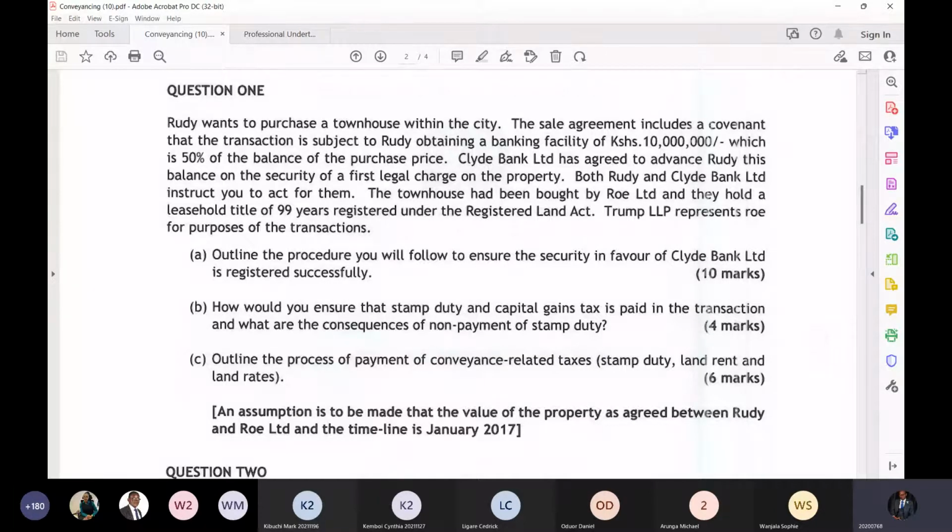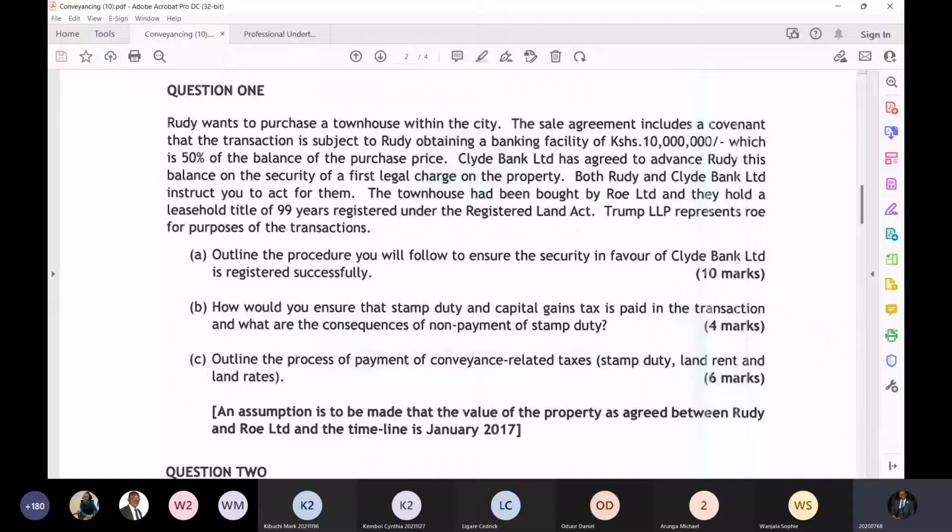Now, the question was focused on the charge, so I wanted to restrict myself to it. But legally speaking, you are more than 100% correct, because before the security lands with the client bank, you have to prepare the transfer documents. You're acting for both the purchaser, Rudy, and the bank. So you will prepare the transfer documents in favor of Rudy, because Rudy is the purchaser, and you also prepare the charge documents in favor of the chargee, which is client bank. That's the proper step, because it's simultaneous registration of the transfer and the charge.